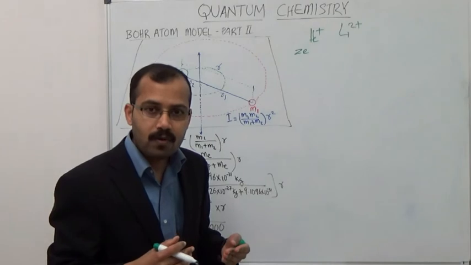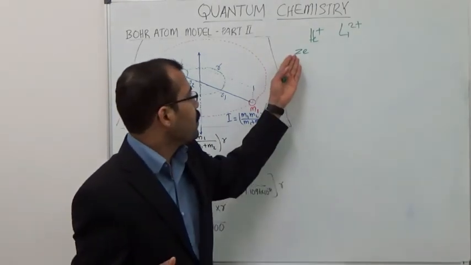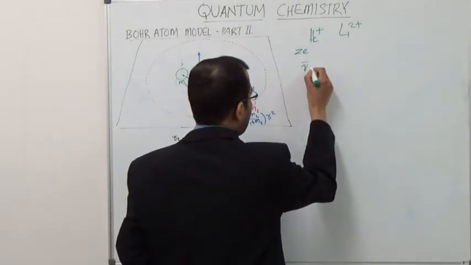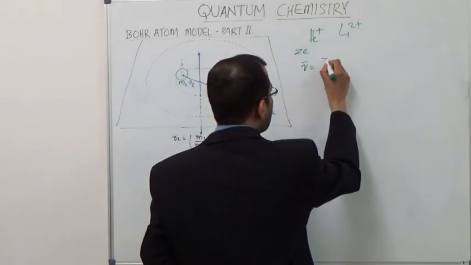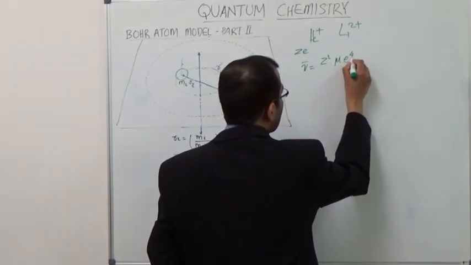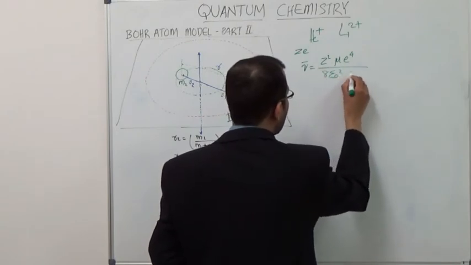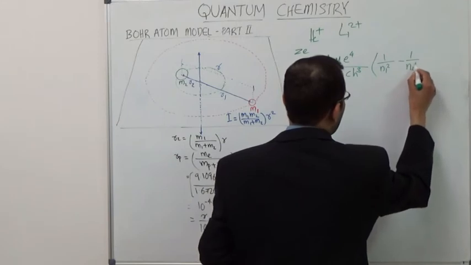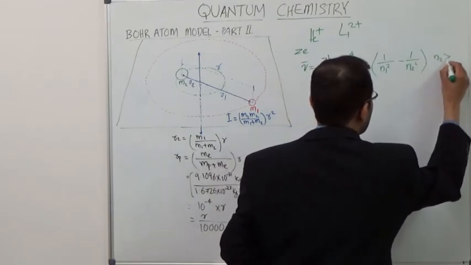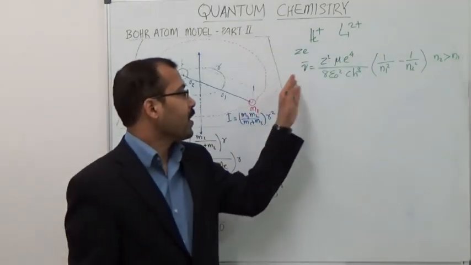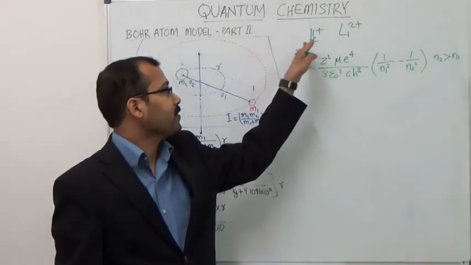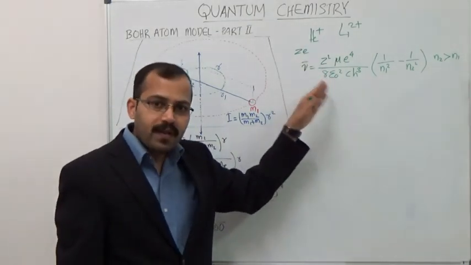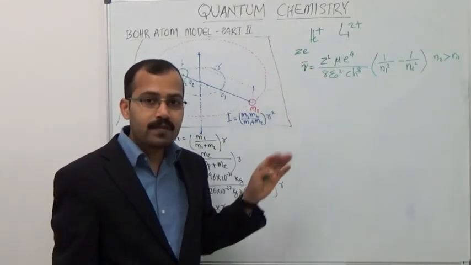And we can derive the expressions for the spectral lines using the nuclear charge of Ze for any one electron system. In general, nu bar, the wave number, is equal to Z square mu e raised to 4 divided by 8 epsilon 0 square c h cube times 1 by n1 square minus 1 divided by n2 square, where n2 is greater than n1. This is the expression for the wave numbers for the spectral lines for the one electron systems. Here, for deriving this expression, we only consider that the charge of the nucleus is Ze.